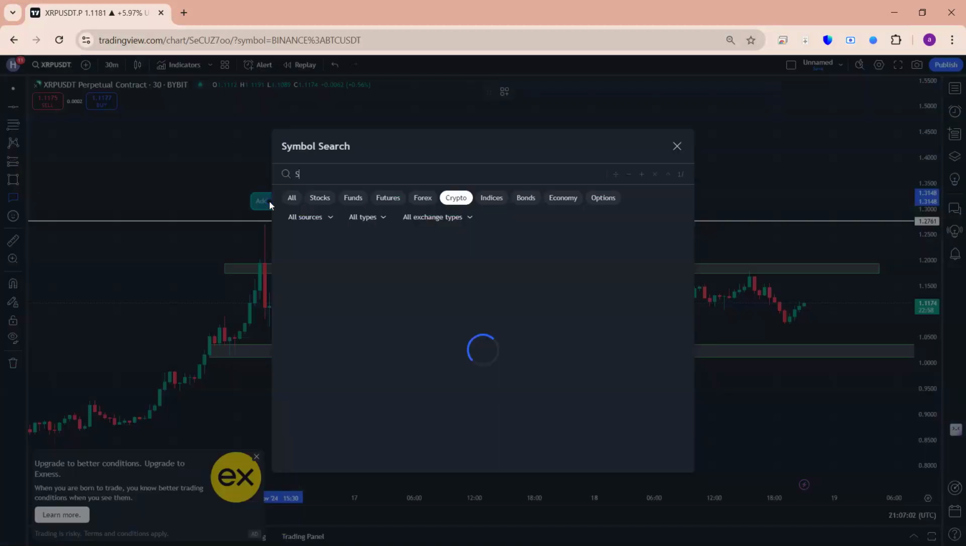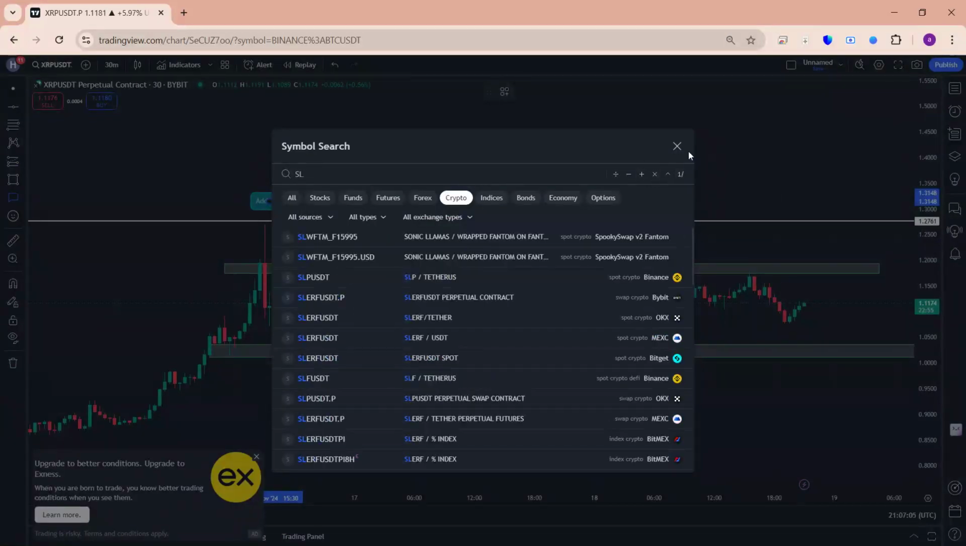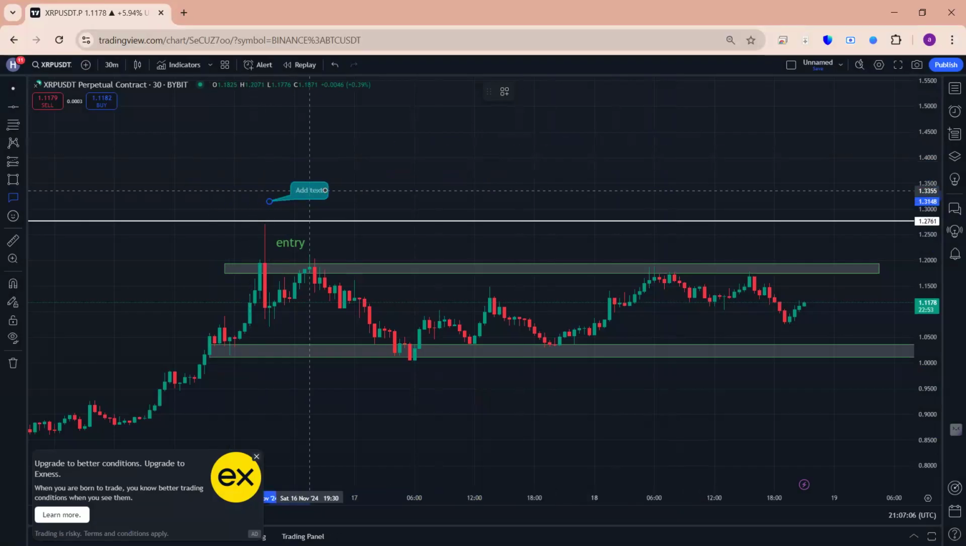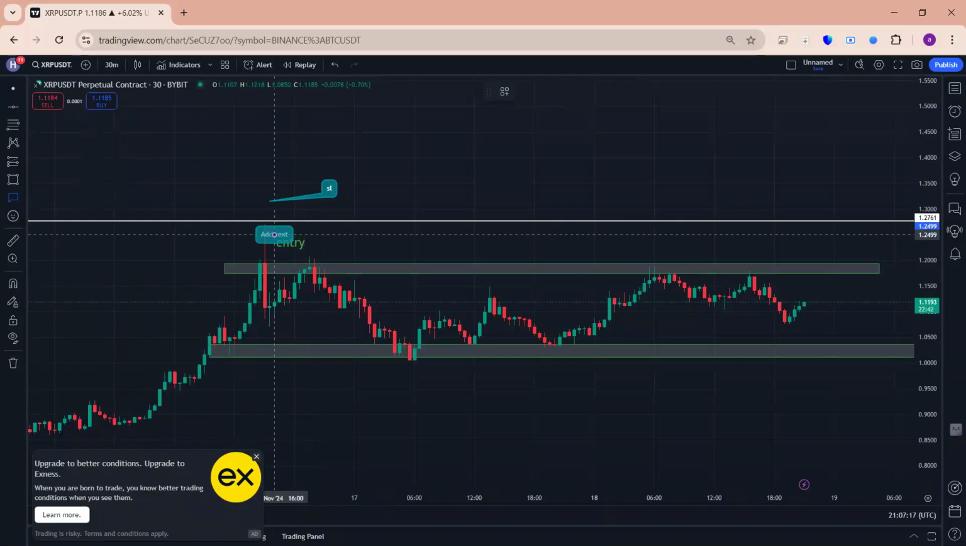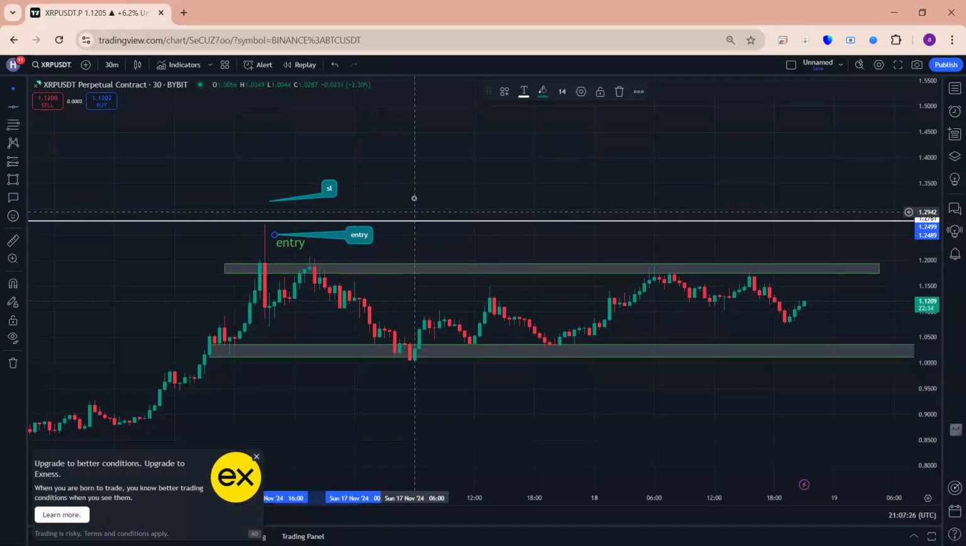They will put their stop loss around this place. So everybody will put their stop loss around this level, and they will place their entry here. So they will all place their entry around this level.